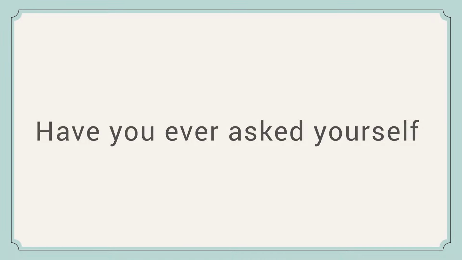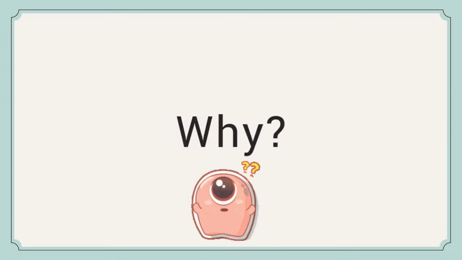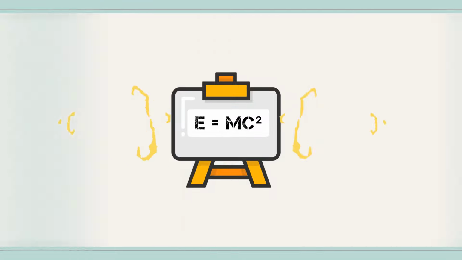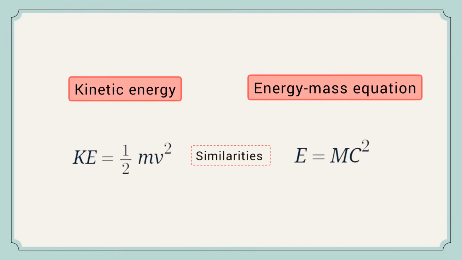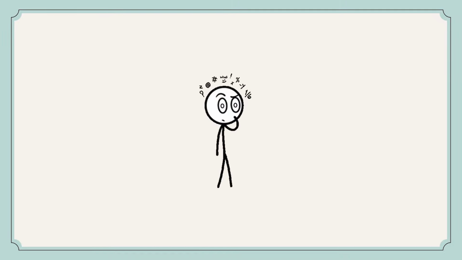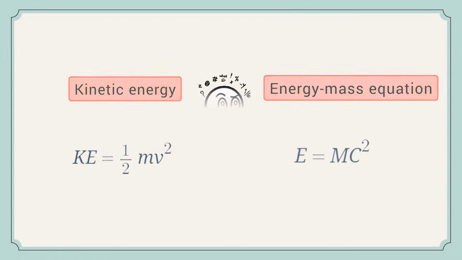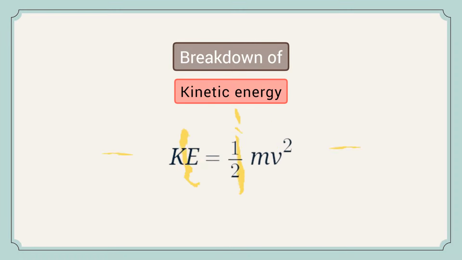Have you ever asked yourself, why is this the case? Why does mc² give the energy, and how can you prove it? We can see that there are similarities between the kinetic energy equation and Einstein's mass energy equation. That makes us wonder, what is the relationship between the kinetic energy equation and Einstein's mass energy equation? So let's break this down using the kinetic energy equation to understand the relationship between the two equations.